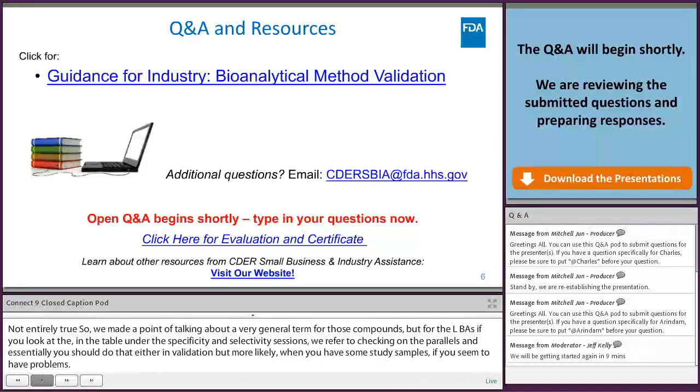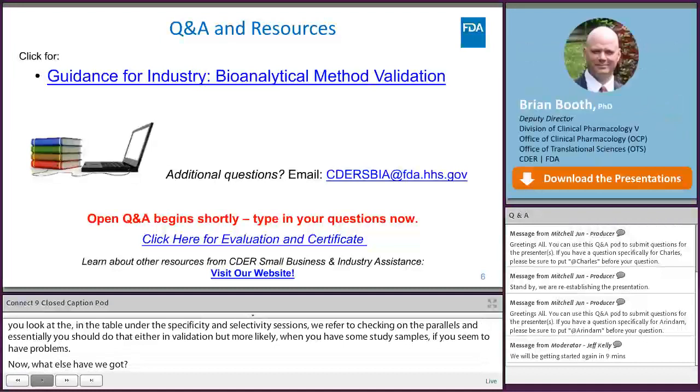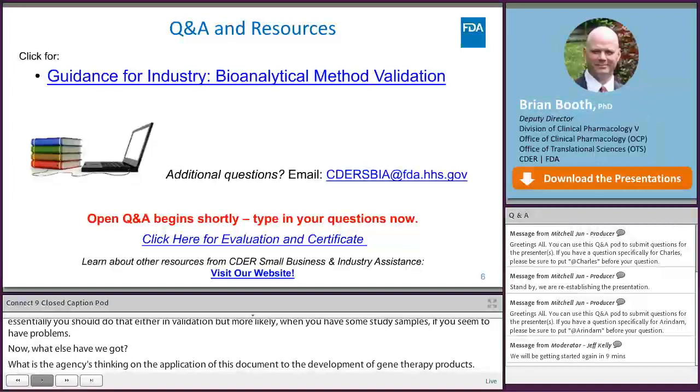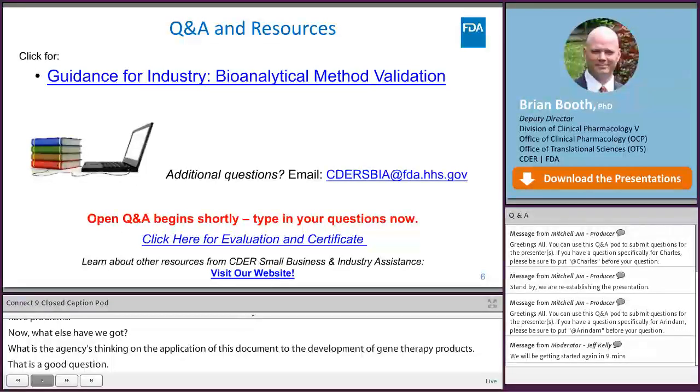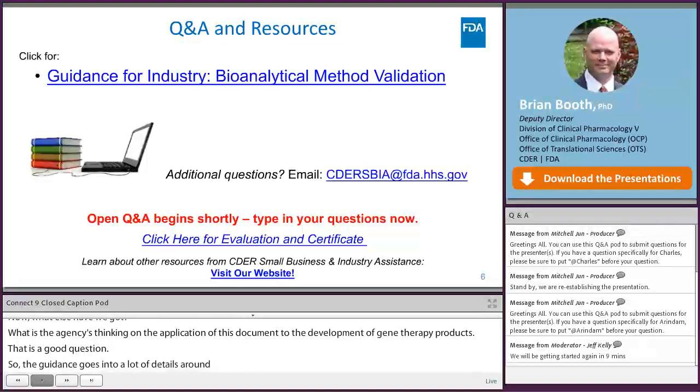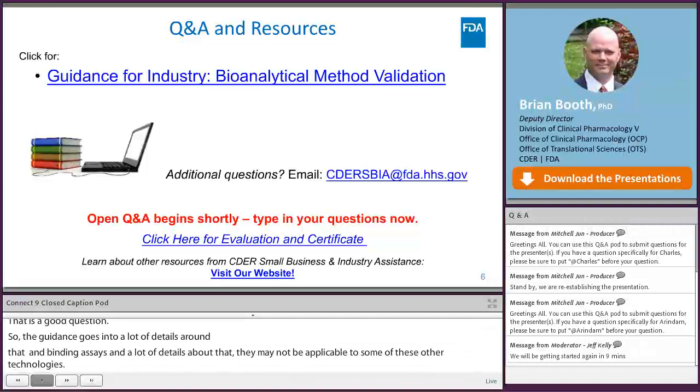Now, what else have we got? What is the agency's thinking on the application of this document to the development of cell and gene therapy products? Well, that's a good question. The guidance delves into a lot of details around mass spec and ligand binding assays. They may not be applicable to some of these other technologies. So remember I mentioned to you that there are certain questions that we're trying to address. So you can use this document as a sort of philosophical approach to try and answer those kinds of questions. But the specifics might be quite different.